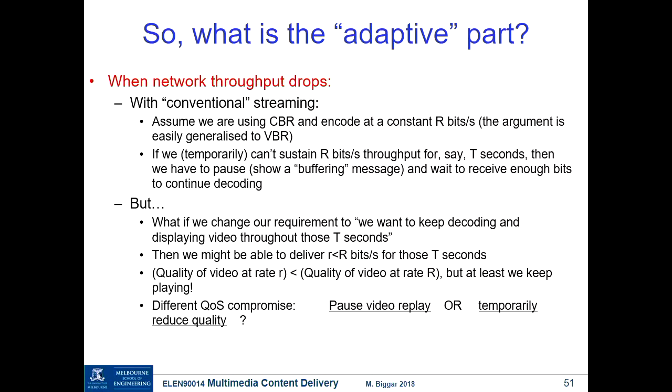We're either pausing the video because we can't get a high enough bit rate through, or we temporarily reduce the quality because we can't get enough bit rate through. So it's not going to be constant bit rate? No, that's right. In what I've described here, it's a constant rate, but we have multiple encodings. So it's constant rate for each of those encodings. And we're switching between them.